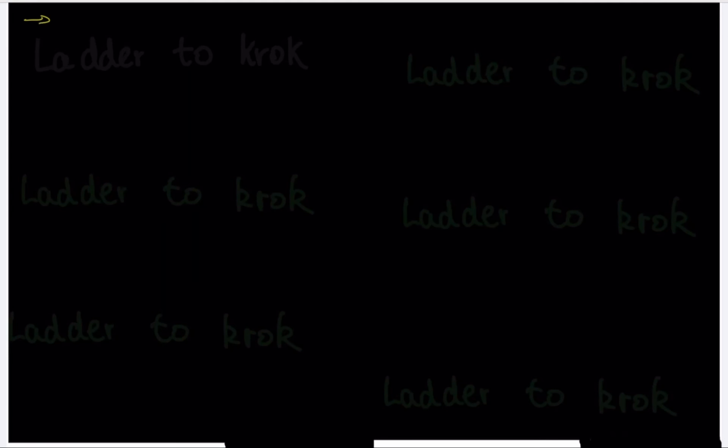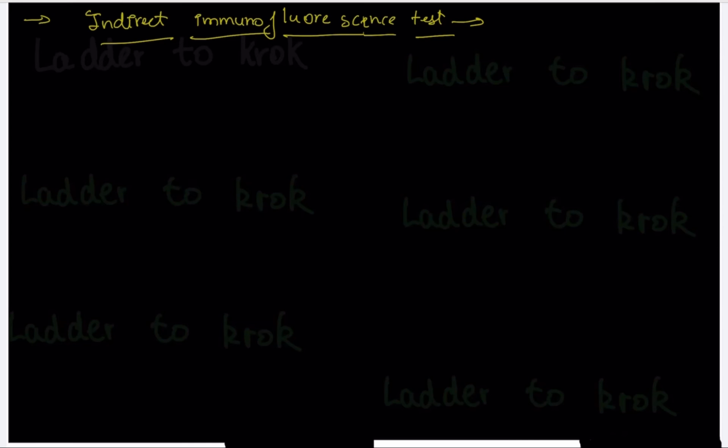Now next one, indirect immunofluorescence test. See, the immunofluorescence test is usually done to identify the types of antibodies in the blood serum. It is of two types, direct or indirect, but we usually use indirect because it is a good test. It shows very specific antibodies in detail. So we usually do this indirect immunofluorescence test.